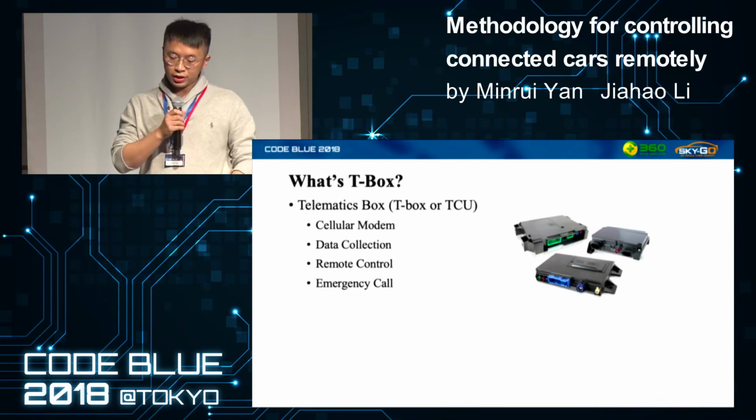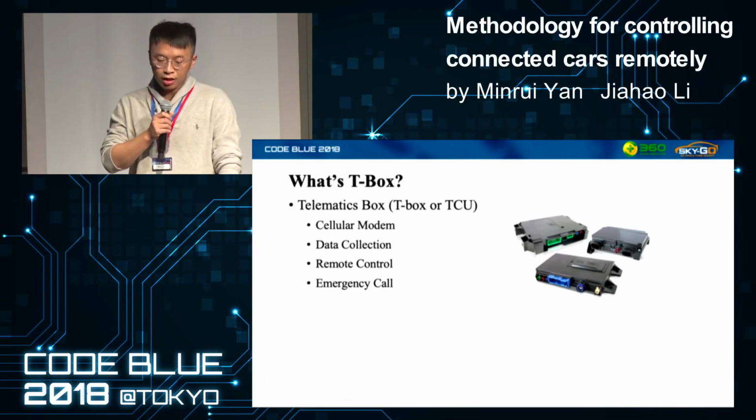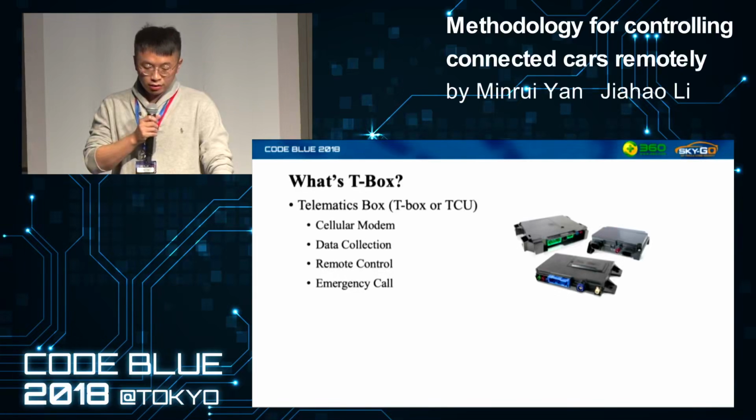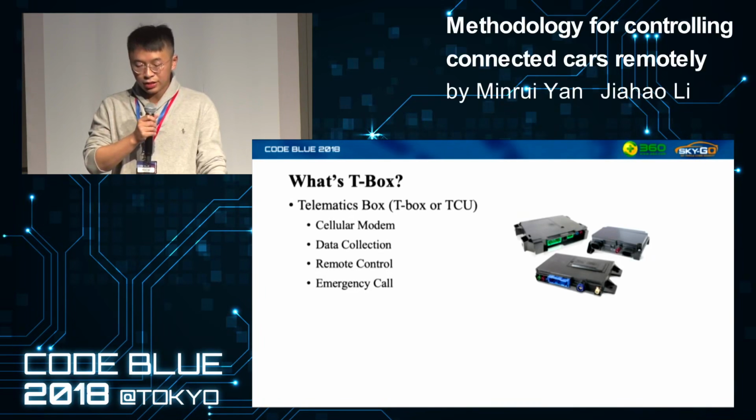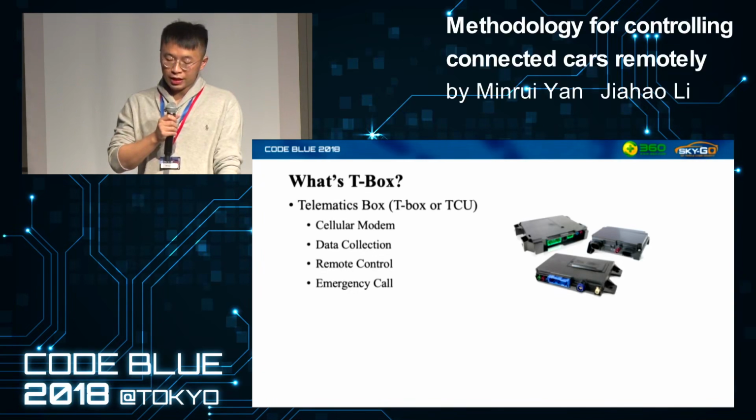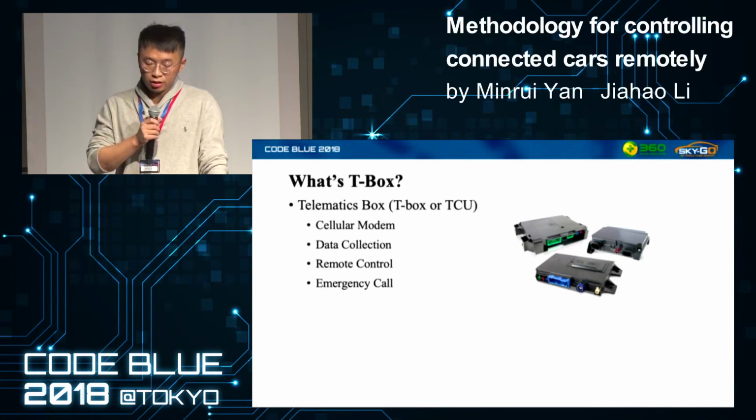The T-box is somewhere in the car. It supports data collection and helps you control the car remotely. It also has an anti-theft function by monitoring the car's status. T-box can send CAN bus messages to the car, helping you to open the door and start the engine remotely. Basically, the T-box shares internet access with the IVI. So the T-box is the critical point in telematics.